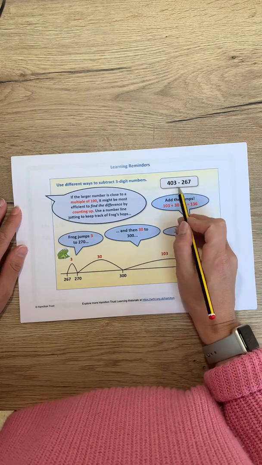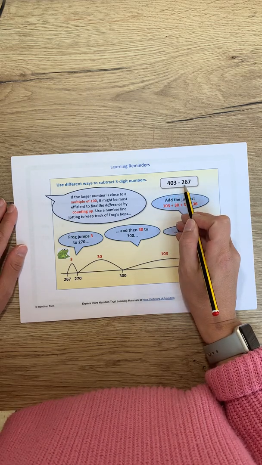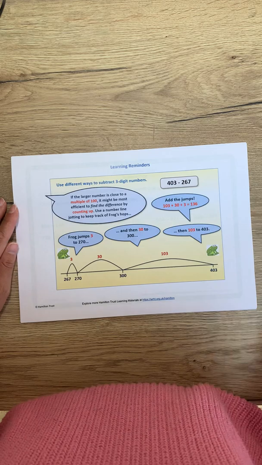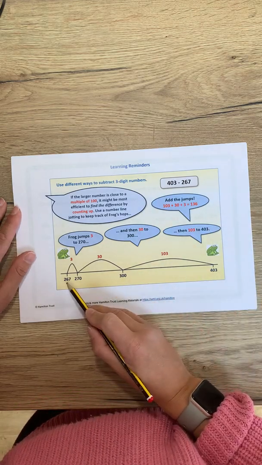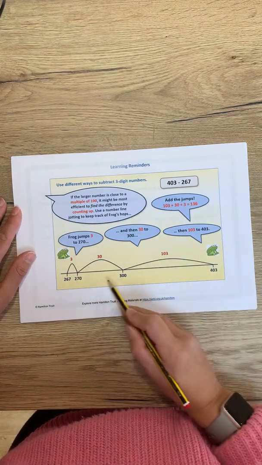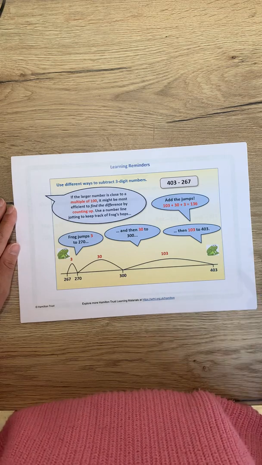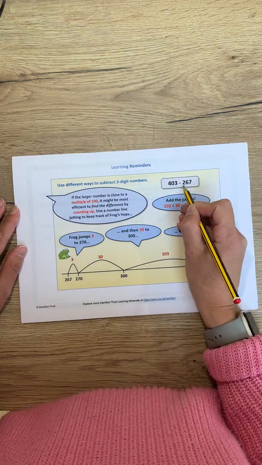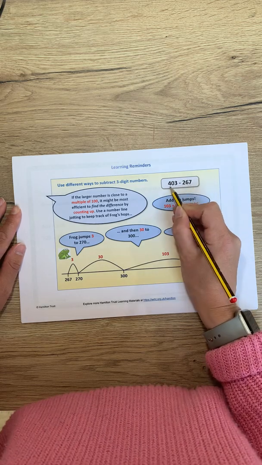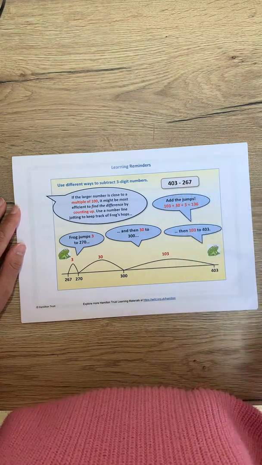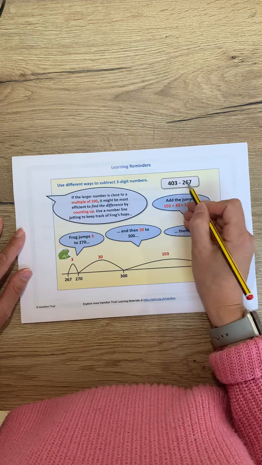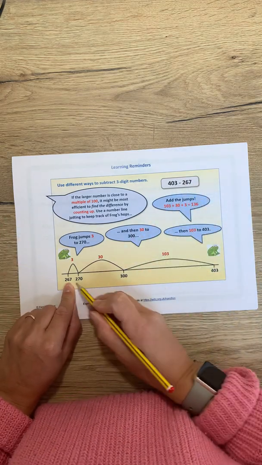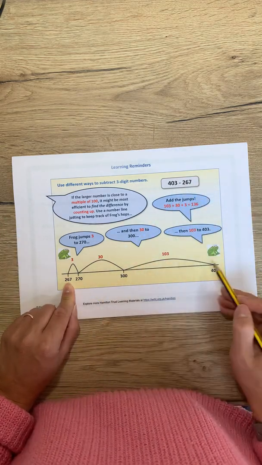So here is the number sentence, 403 take away 267, and you can see we have found the answer. We've calculated the answer using a number line. So we're finding the difference between 267 and 403. To find the difference, we put the smallest number at the beginning of our blank number line, and then we have to do a series of jumps.